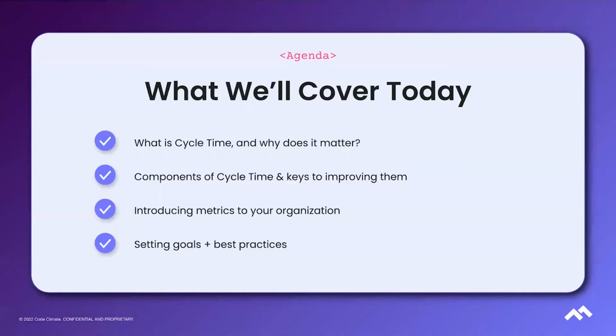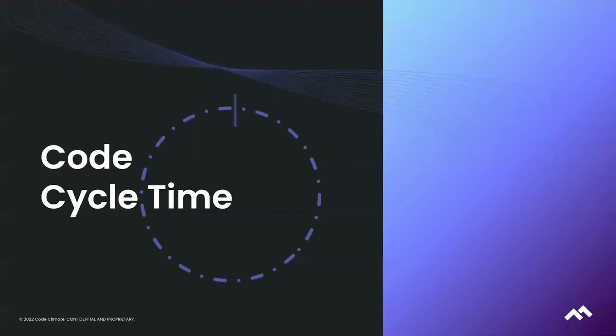time. During this presentation, I will first define what cycle time is and why it matters. Then how we can break it down into components to match your implementation process and how to go about improving them independently. Then we'll talk about how to introduce metrics into your organization. And lastly, how to set goals using those metrics and lay down some best practices.